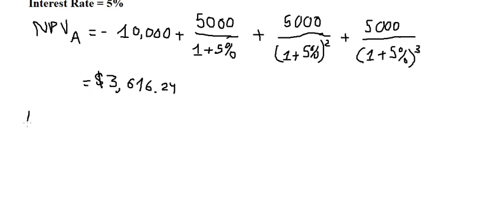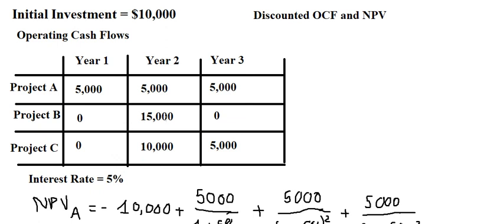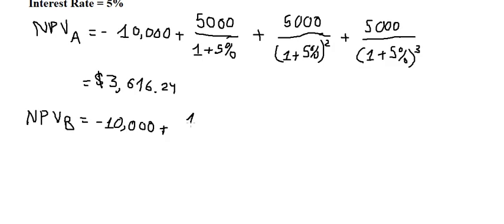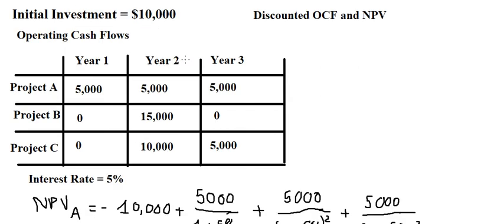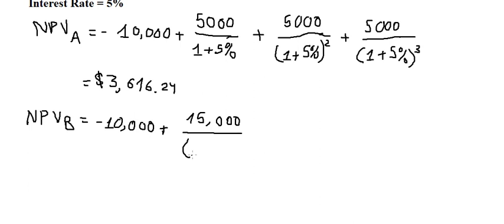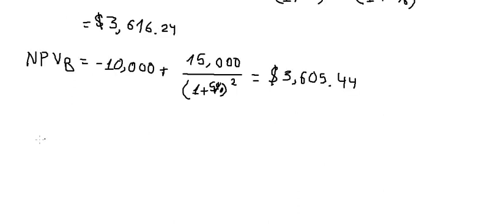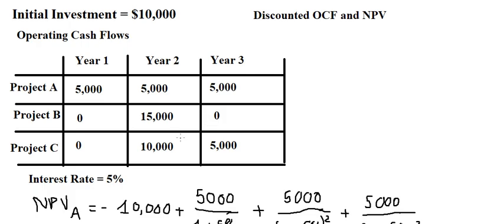Now let's go to B. So we have negative 10,000. That is the initial investment. If we look carefully, there's only year number 2, and we have 15,000 we put in here. Because this is year number 2, we have 1 plus R to the power of 2, and that's 5% in here. So we calculate this one and we have 3,605.44, and the last one we have negative 10,000. So in this situation we just have this one and this one.